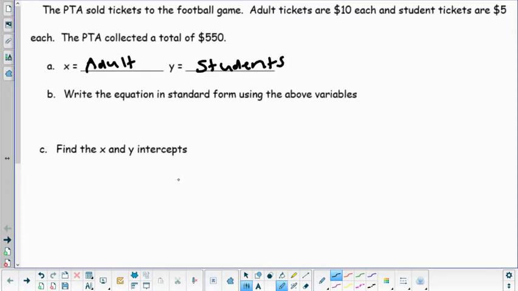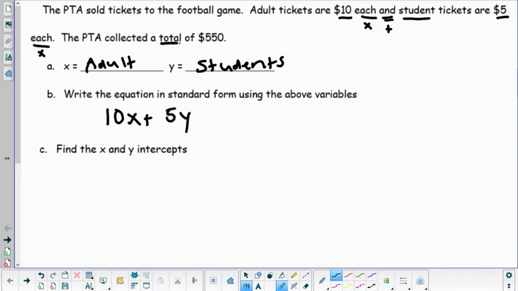Okay. Now, when it comes to the equation, we need to really look at the words in our problem. So we know that adult tickets are $10 each. The word each tells me that I'm going to multiply. Since I don't know how many tickets were sold, I'm going to write that as $10 per ticket, so 10x. The word and tells me I need to add, so I'm going to add my adult plus my student tickets. Student tickets are $5 each. So again, each tells me to multiply. And since students is represented by y, I'm going to have 5y.